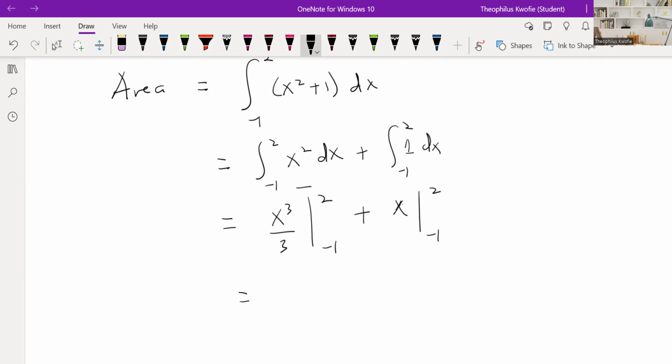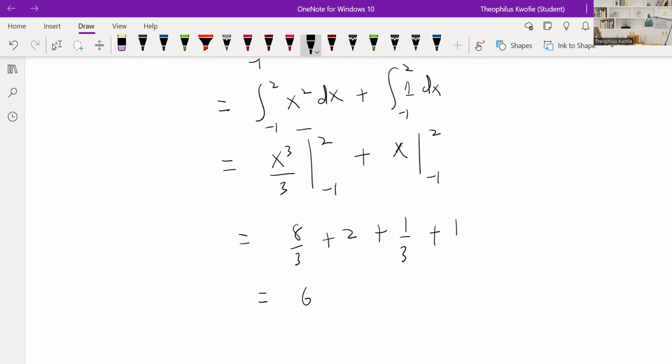And when we work on that, what should we have? I think when you use a calculator and you evaluate, the final answer should be 6. All right, okay. And that's a very interesting one. So let's get going.